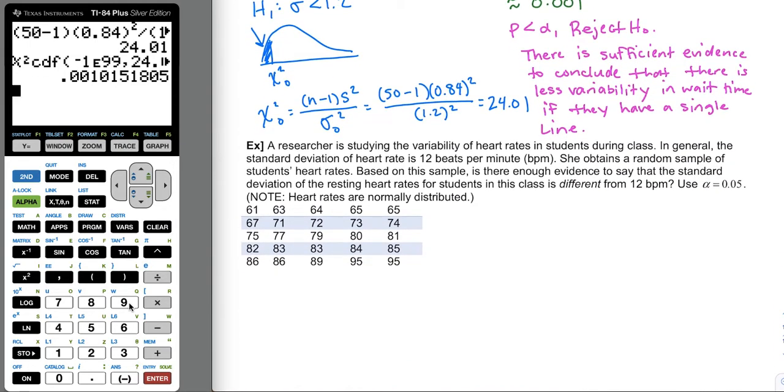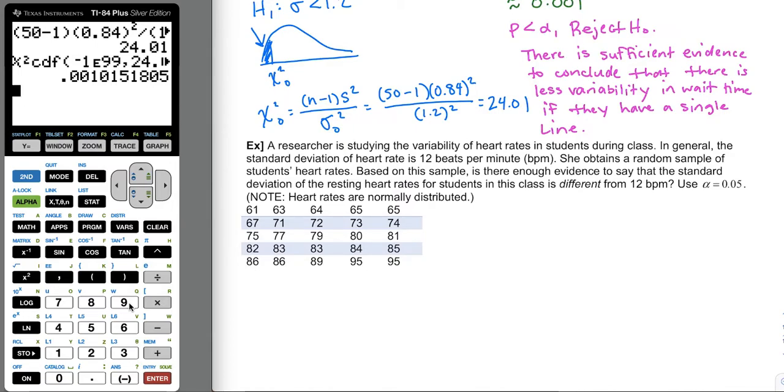A researcher is studying the variability of heart rates in students during class. In general, the standard deviation of heart rate is 12 beats per minute. She obtains a random sample of students' heart rates. Based on this sample, is there enough evidence to say that the standard deviation of the resting heart rates for students in this class is different from 12 beats per minute? Use alpha equals 0.05. And note, heart rates are normally distributed.